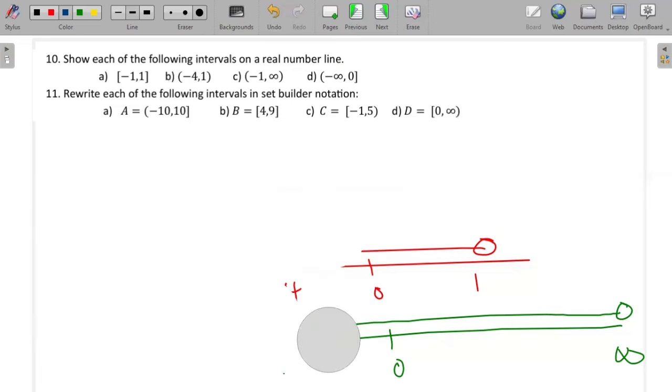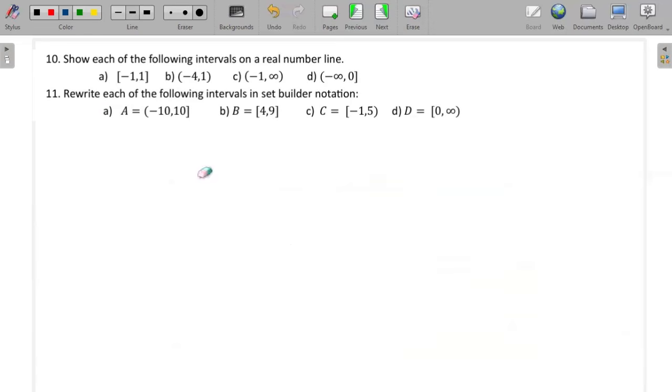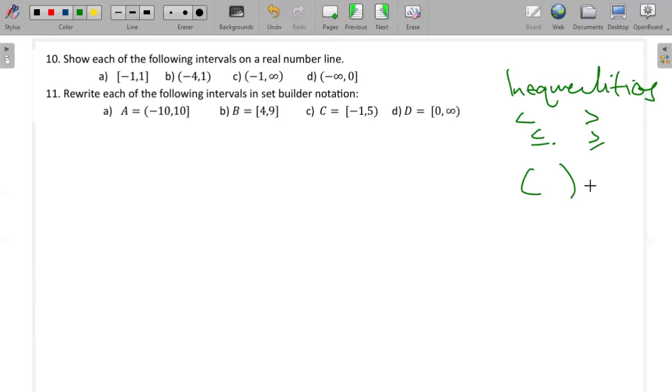So question number 11 will just be converting these intervals that we've been given into set builder notation. A set builder notation requires us to use inequalities. Remember the inequalities that we talked about: less than or equal to, greater than or equal to. We're going to use these depending on the brackets that we have. So with curved brackets, you have less than or greater than. If you have squared brackets, you have less than or equal to, greater than or equal to. So this is what we are going to be doing here.